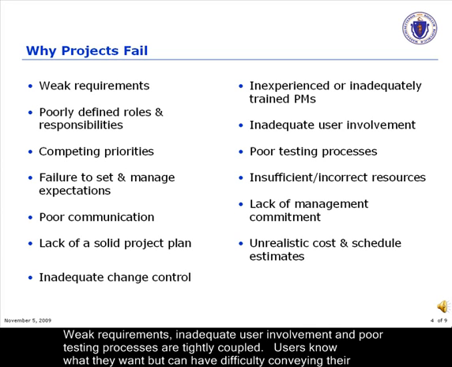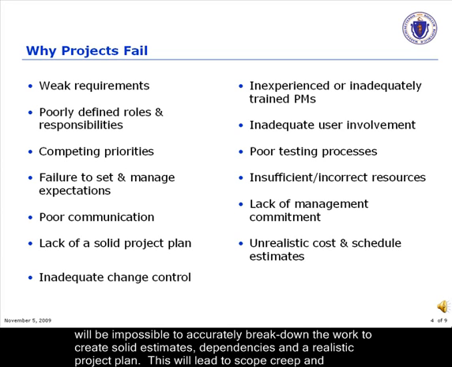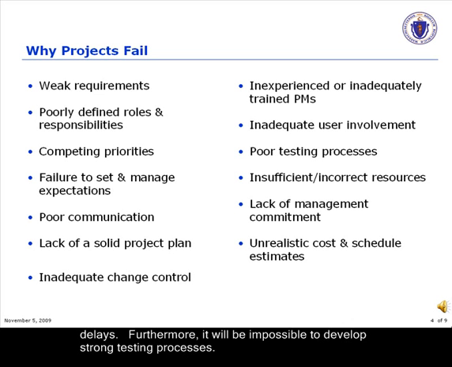Weak requirements, inadequate user involvement, and poor testing processes are tightly coupled. Users know what they want, but they have difficulty conveying their requirements. Without good business analysis to document requirements, the team is destined to fail. If the PM cannot clearly articulate deliverables, it will be impossible to accurately break down the work to create solid estimates, dependencies, and a realistic project plan. This will lead to scope creep and delays. Furthermore, it will be impossible to develop strong testing processes.